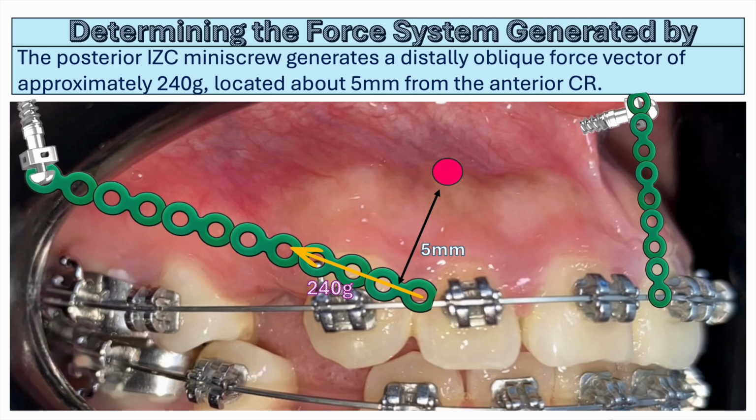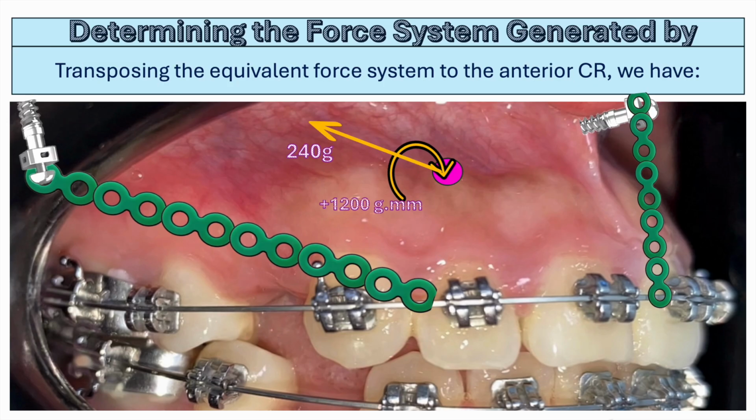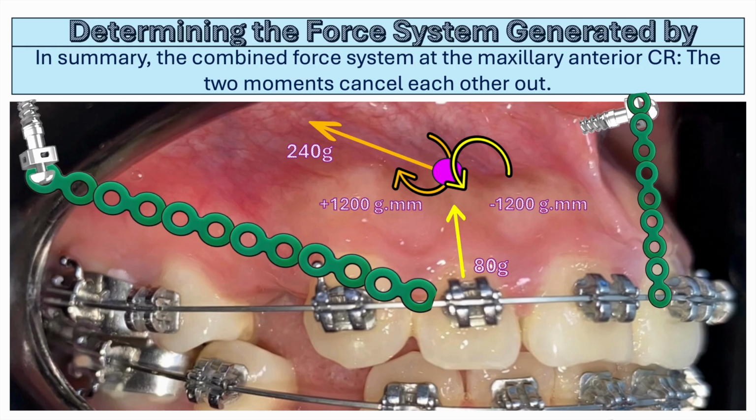But simultaneously, the posterior ICC screw generates a distal oblique force of approximately 240 grams. This force passes posterior to the CR, creating a clockwise moment. This moment acts to tip the incisors lingually. When we combine these systems, the clockwise and counterclockwise moments effectively cancel each other out.